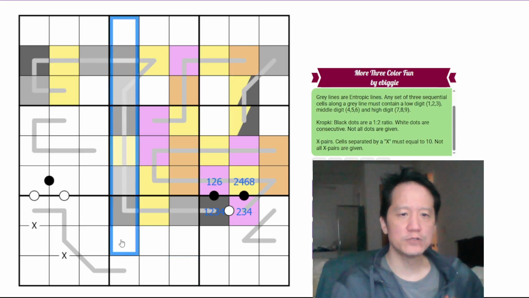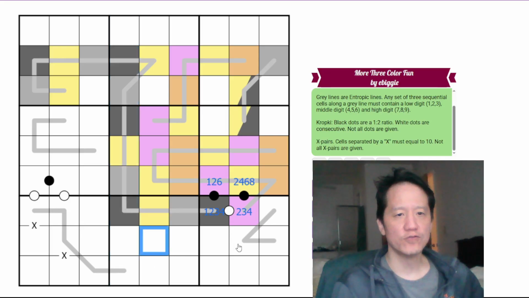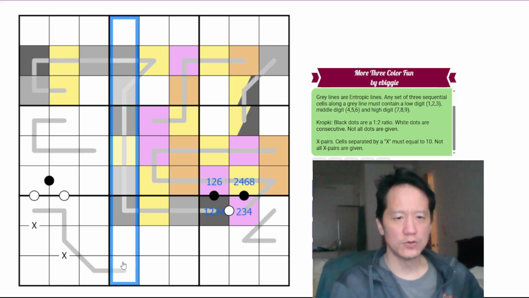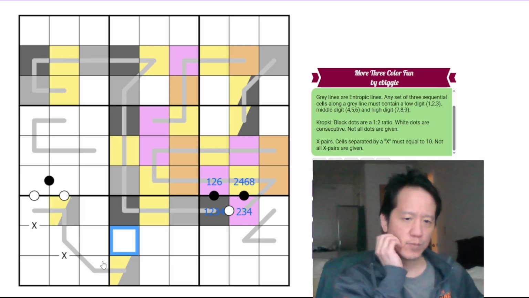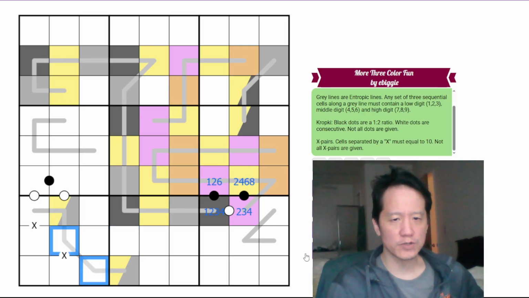Okay, we know dark cannot be in the rest of row 4. So this has to be yellow or medium, which means this can't be yellow or medium. So one of these is yellow or medium here. Dark is one of these two. We're not sure which.